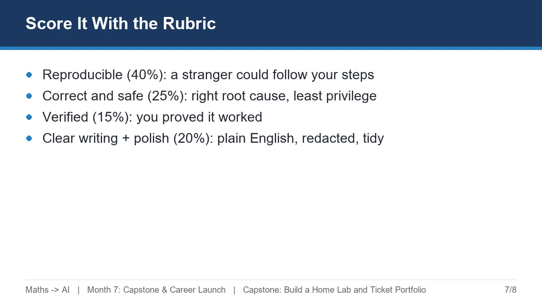Before you call any artifact done, score it. 40% is reproducibility. Could a stranger follow your steps and get the same result? 25% is being correct and safe, the right root cause fix with least privilege respected. 15% is verification, you proved it worked rather than assuming. The last 20% is clear writing and professional polish, plain English, redacted secrets, and tidy screenshots. Aim for 5 to 10 write-ups that each score well.